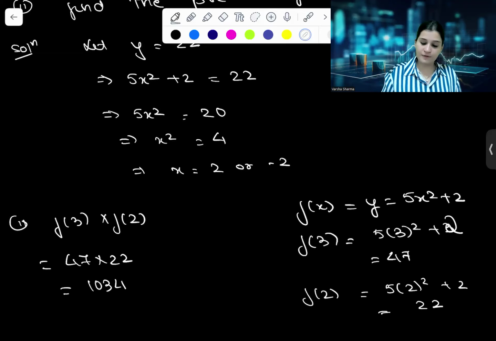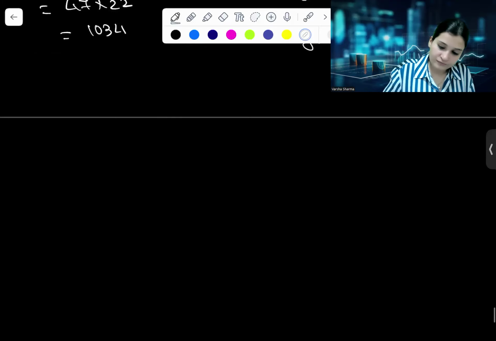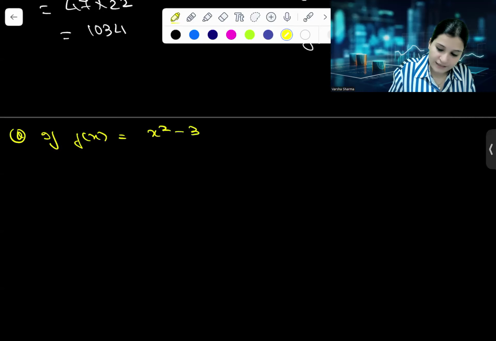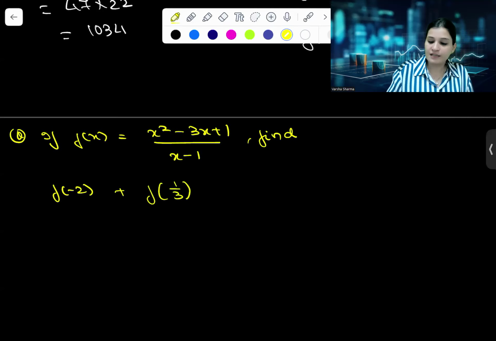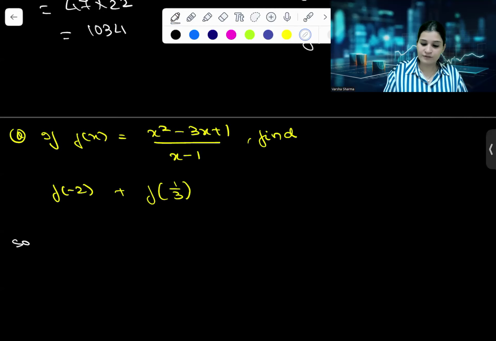Everybody understood? Yes, ma'am. Question: if f of x is x square minus 3x plus 1 by x minus 1, find f of minus 2 plus f of 1 by 3. First, find out individual values and then add them.